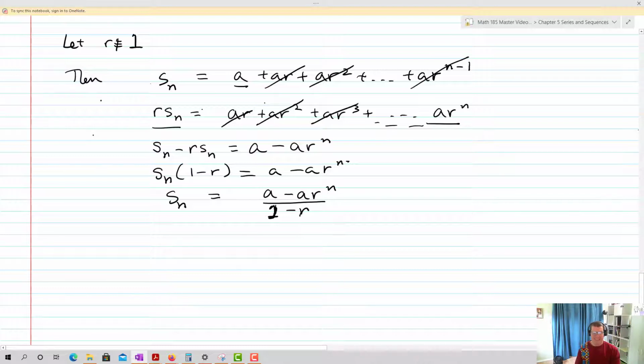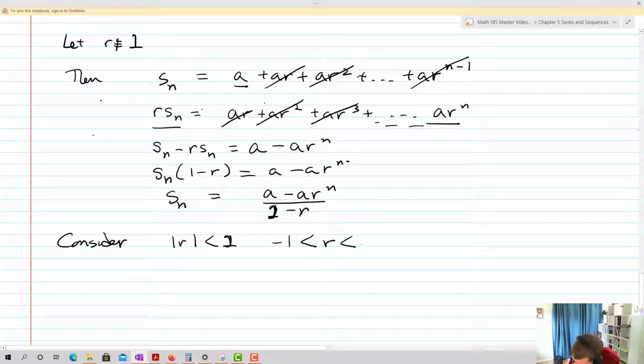Now, let's consider if the absolute value of r is less than 1. So basically, r is greater than negative 1 and less than 1. Okay, what happens there? What occurs at that time?